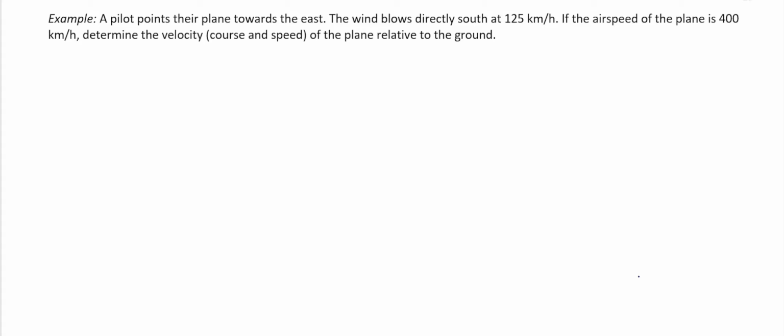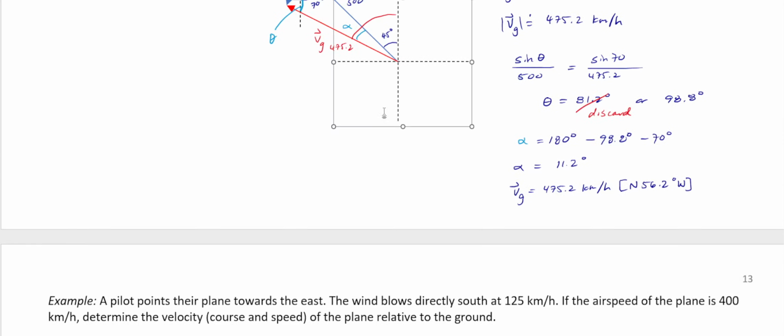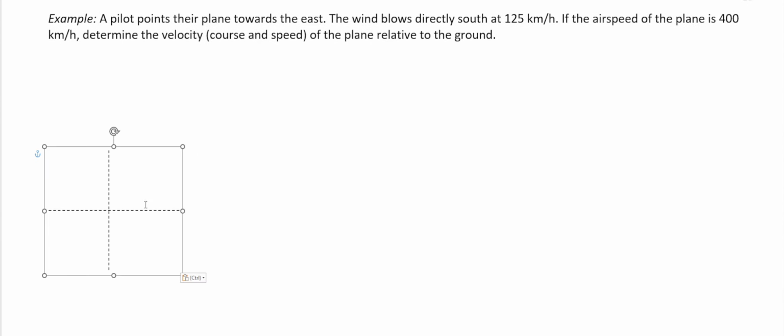A pilot points their plane towards the east. The wind blows directly south at 125 kilometers per hour. If the airspeed of the plane is 400 kilometers per hour, determine the velocity, course, and speed of the plane relative to the ground. Well, this one actually is not that bad at all. I'm just going to take these compass coordinates and steal them for this example.